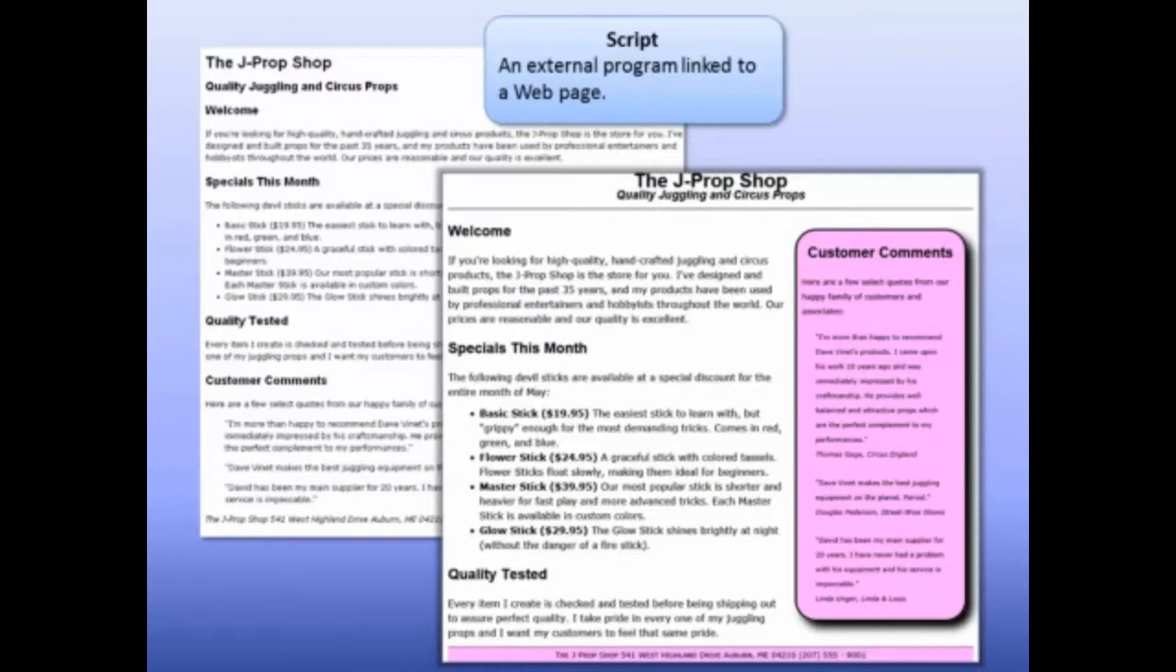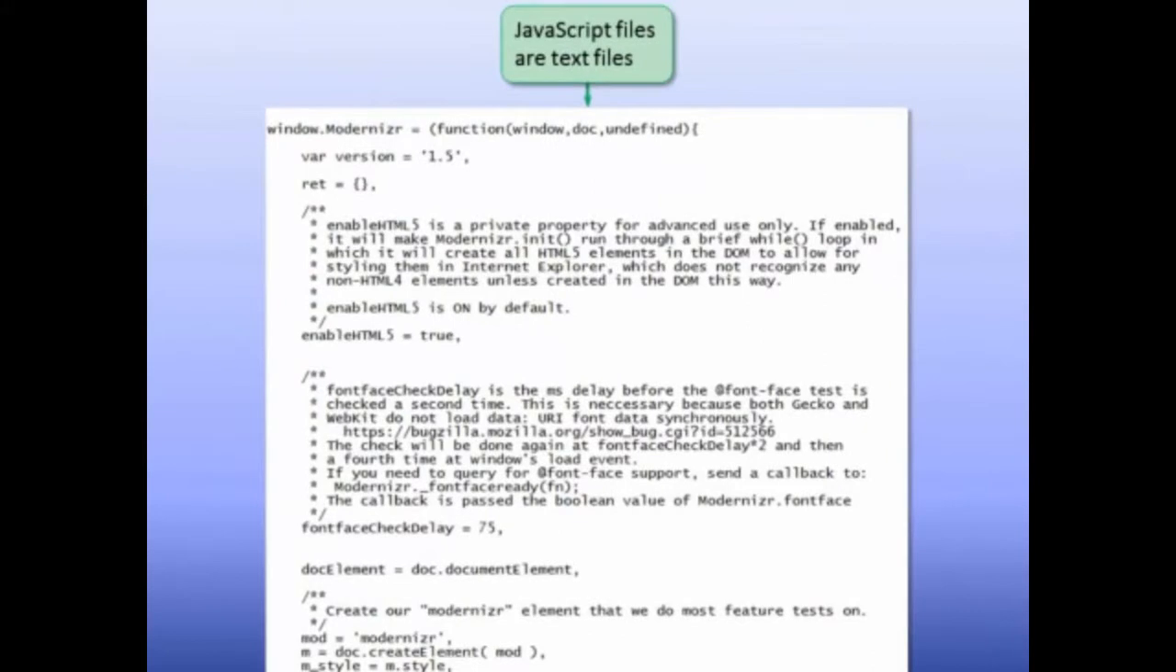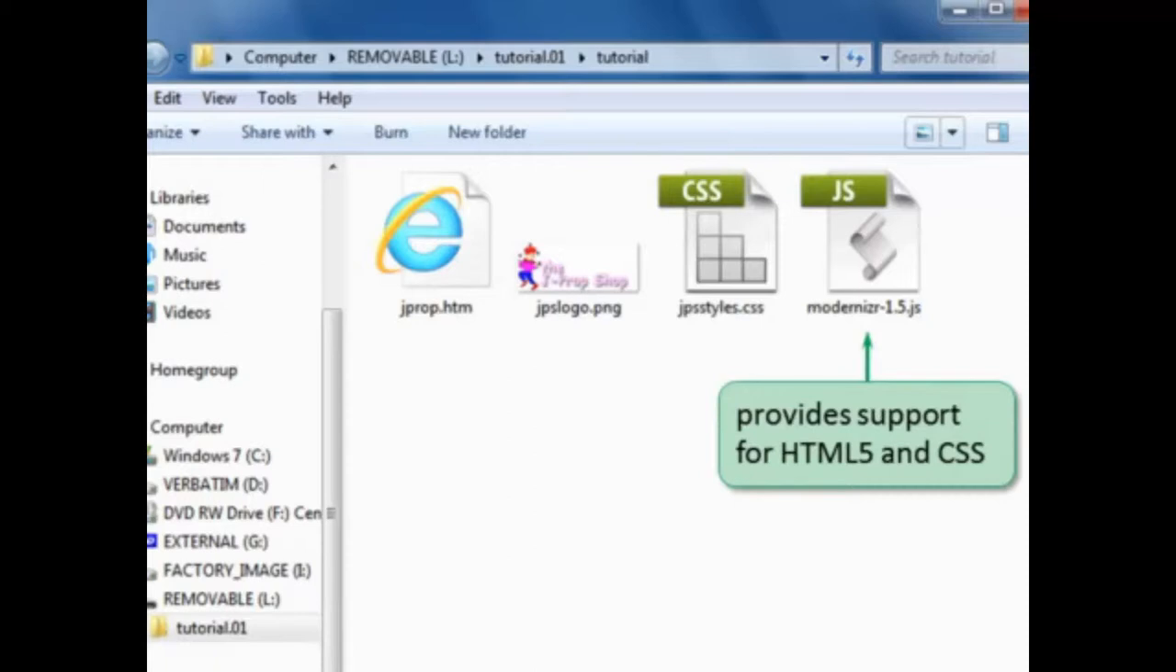To create a script, you can use JavaScript, the most popular programming language for writing web script files. Like HTML and CSS files, JavaScript files are text files that require no special software other than a web browser to run. A JavaScript file named Modernizer 1.5 has already been created to display HTML5 elements in older browsers. Modernizer is a free, open-source JavaScript file that provides support for many HTML5 elements and for the newest CSS styles.